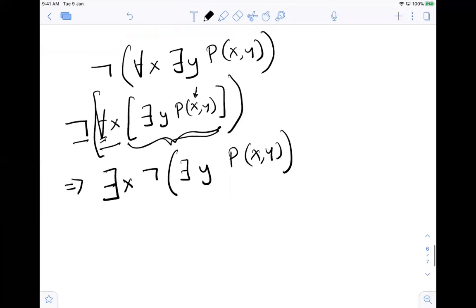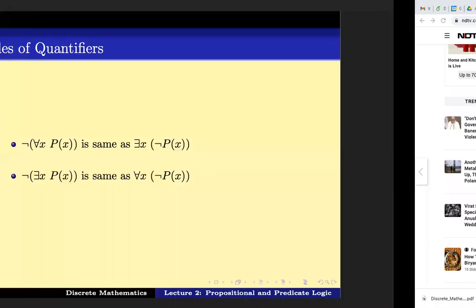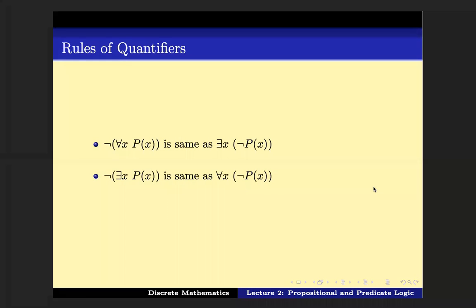Okay. Now this one again, there exists x. Now look at this part. This will be for all y, not of p of x. So this is something that you have to be very careful about. This is something that we will need again and again and again. So this rule of quantifier is very, very simple. So good, I think I will stop now.